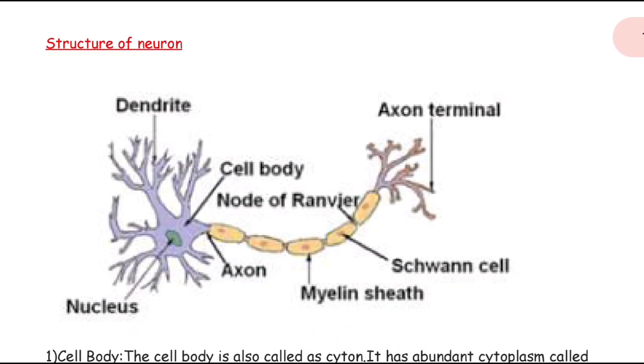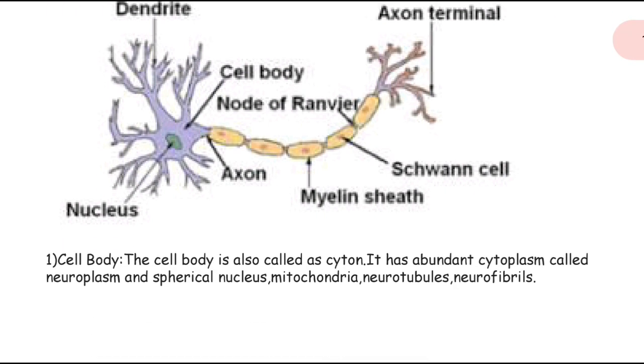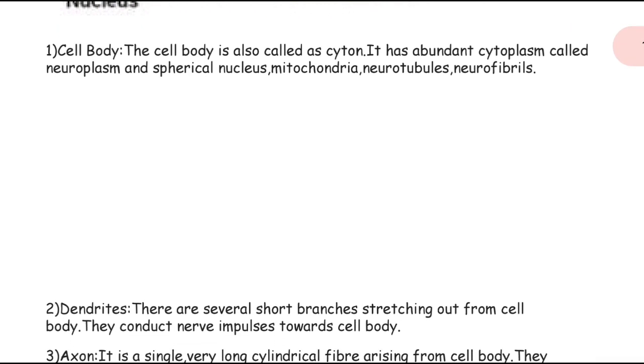Here is the diagram of the structure of a neuron. It contains dendrite, nucleus, cell body, axon, myelin sheath, Schwann cell, node of Ranvier, and axon terminals. First of all, we will discuss them one by one.